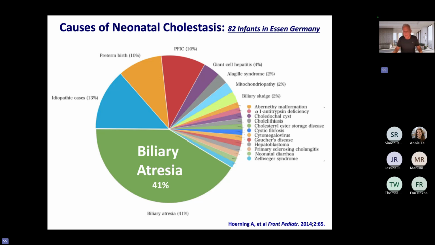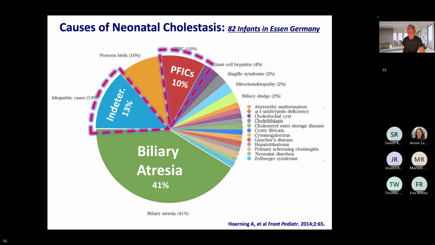And then we have a whole other laundry list of disorders, some of which we will be talking about, particularly Alagille syndrome and alpha-1 antitrypsin deficiency. We will concentrate on those in the second part of this lecture. And the PFICs are shown here. I highlight them because they're favorite board questions for the fellows. Again, the indeterminate cases are fewer each year.